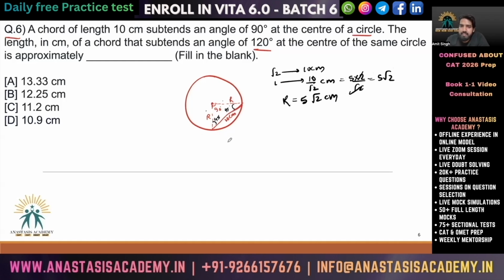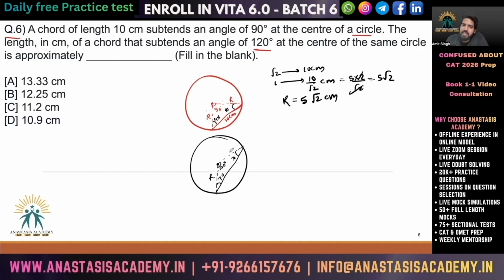Now, in this same circle, if I have a chord that subtends an angle of 120 degrees, this is 120. So what is the length of that chord? We need to find the length of this chord. So this angle is 120. So the remaining angles, because it is also an isosceles triangle, would be 30, 30, right?